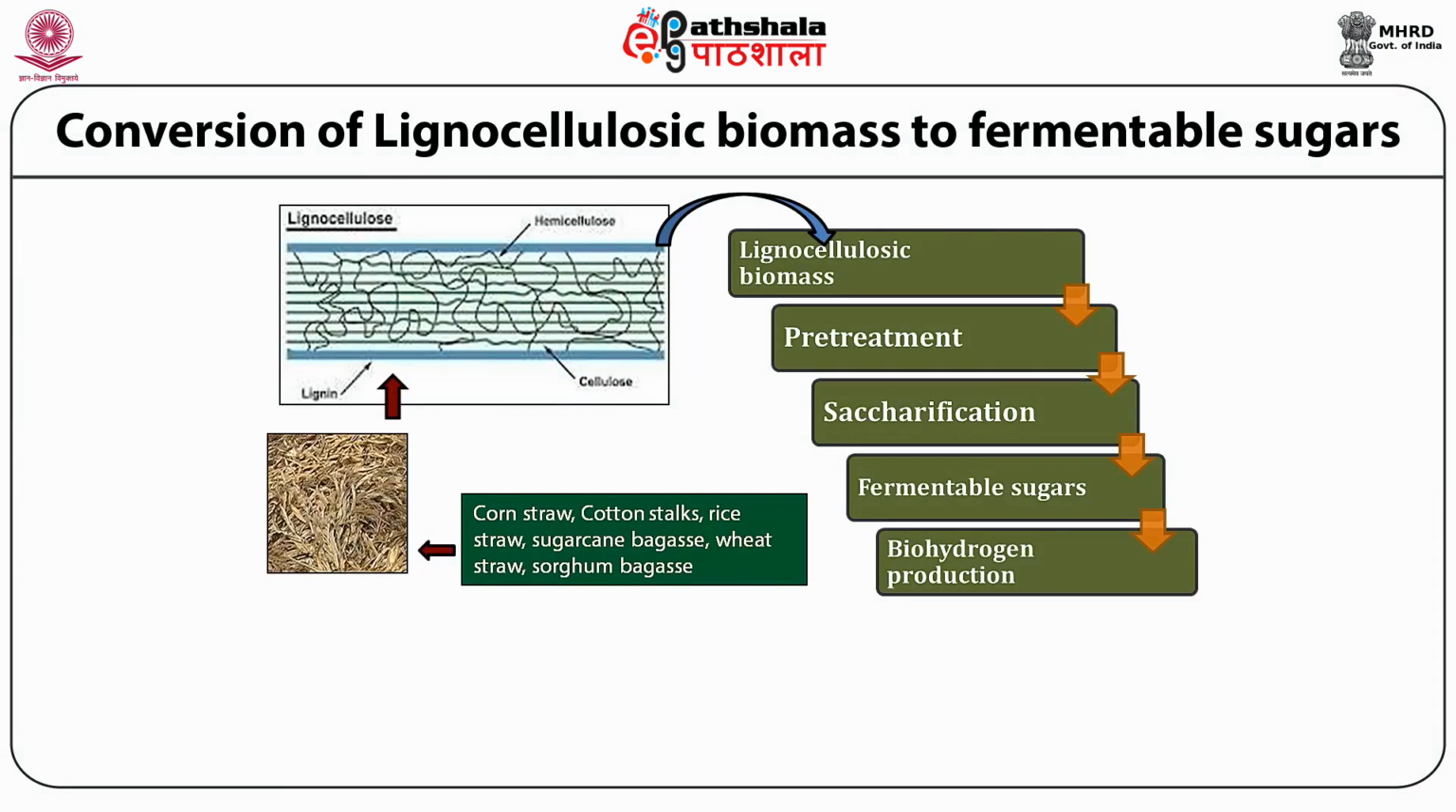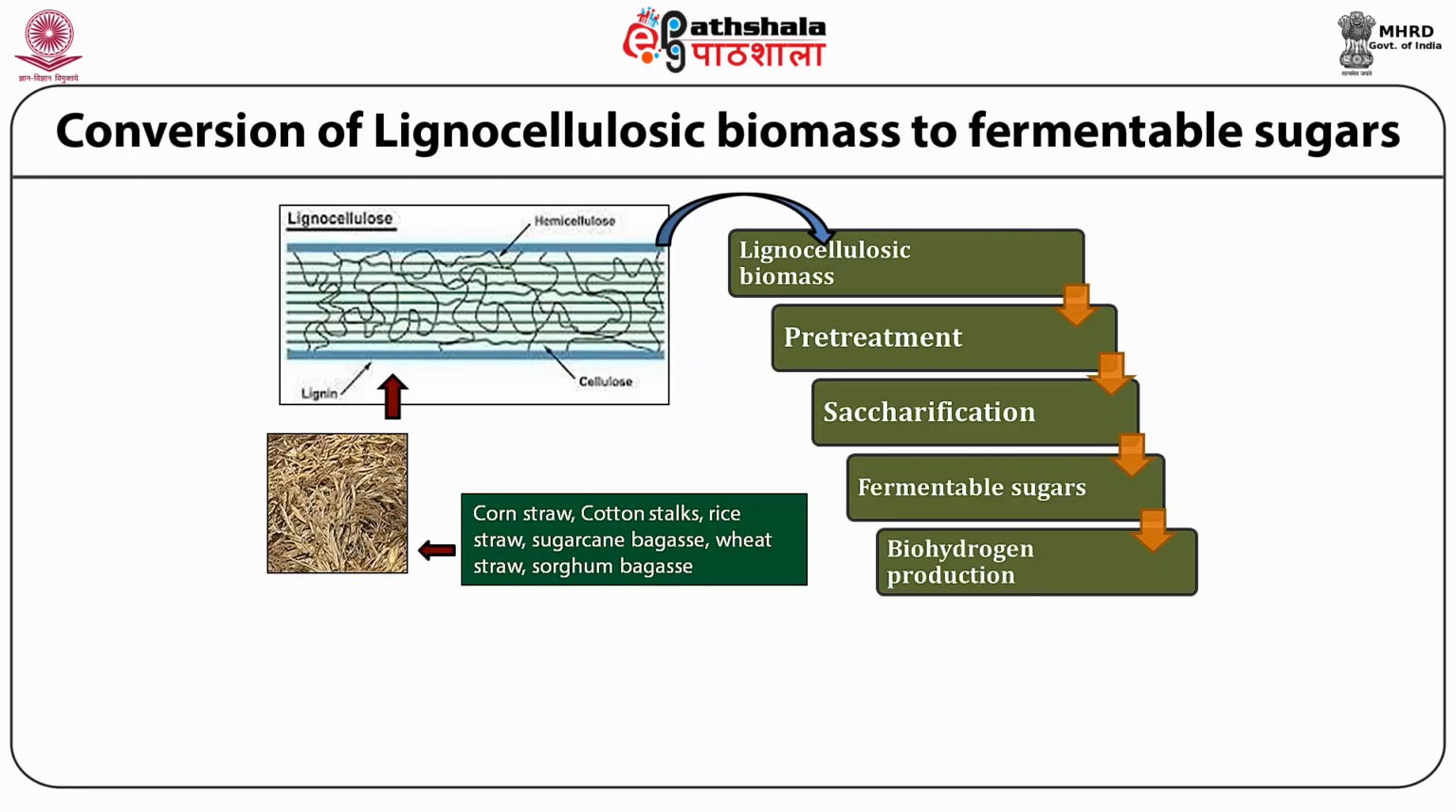As I have explained before, these lignocellulosic biomass samples need to be converted to fermentable sugars. Three major components are there, as we can see: lignin, cellulose, hemicellulose. Cellulose is the complex form of C6 sugars. Hemicellulose is the complex form of C5 sugars. Around 30 to 35% of cellulose and 30 to 35% of hemicellulose are present in the lignocellulosic biomass samples.